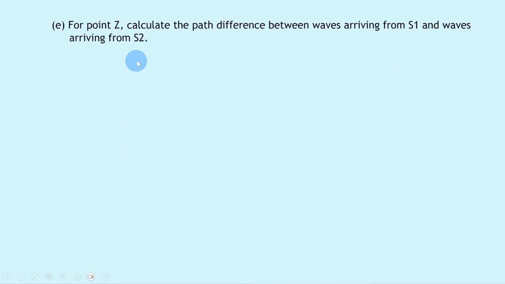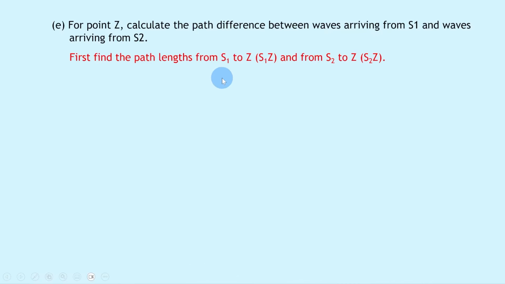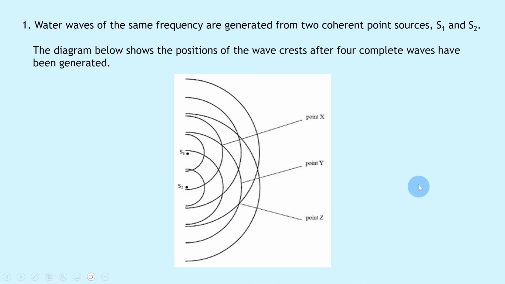Lastly, part E says for point Z, calculate the path difference between waves arriving from S1 and waves arriving from S2. Well, first we want to find the path lengths from S1 to Z, which we could label S1Z, and the length from S2 to Z, which we could label S2Z. So looking back at the picture, what you could do is take your ruler and draw a line from S1 to point Z here, and then you can do the same from S2 to point Z.